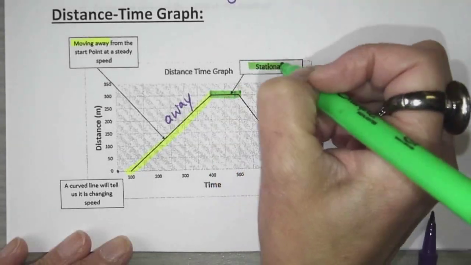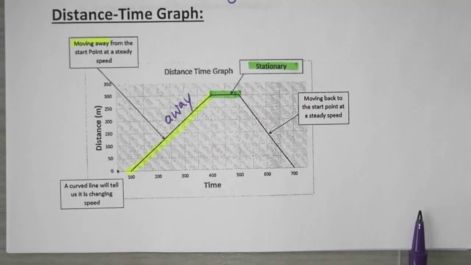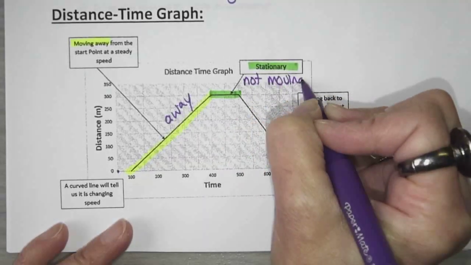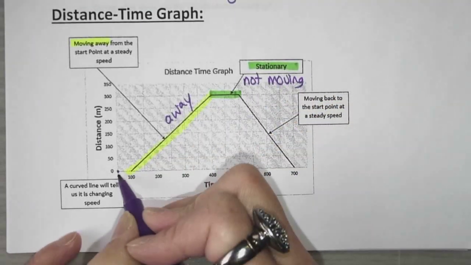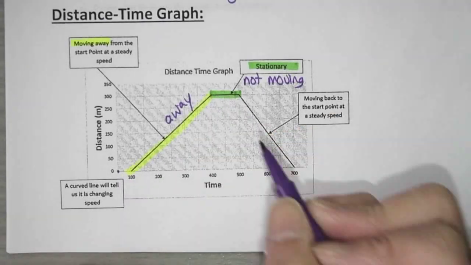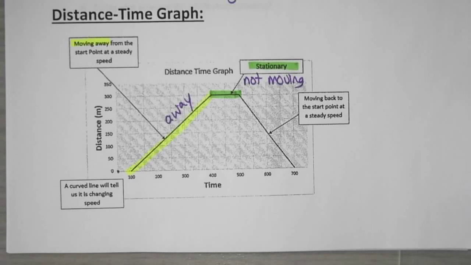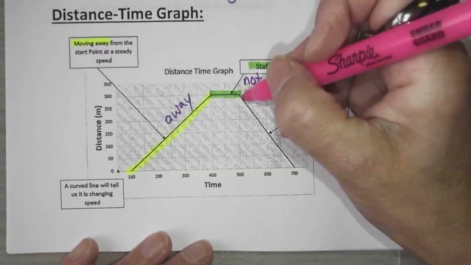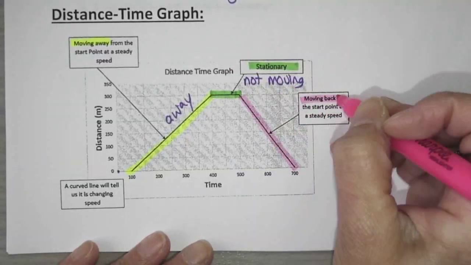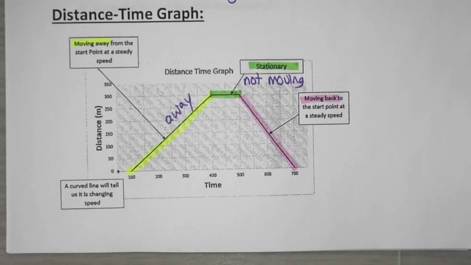So this is stationary, which means you're not moving. You're standing at the 300. You walked away, stood there, and you stood there for this period of time at the 300 meter mark. And then this last part here, this pink part here, is you moving back.